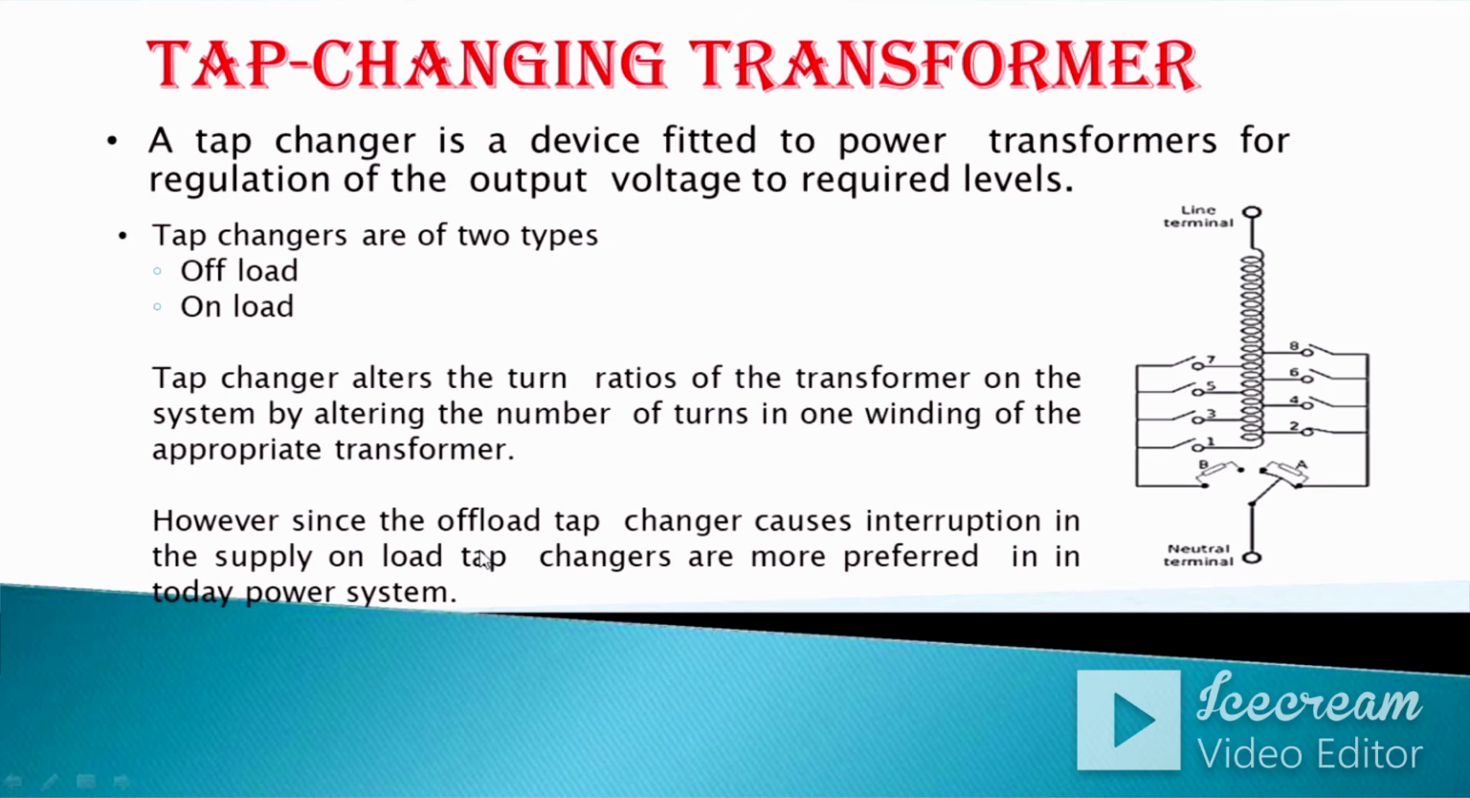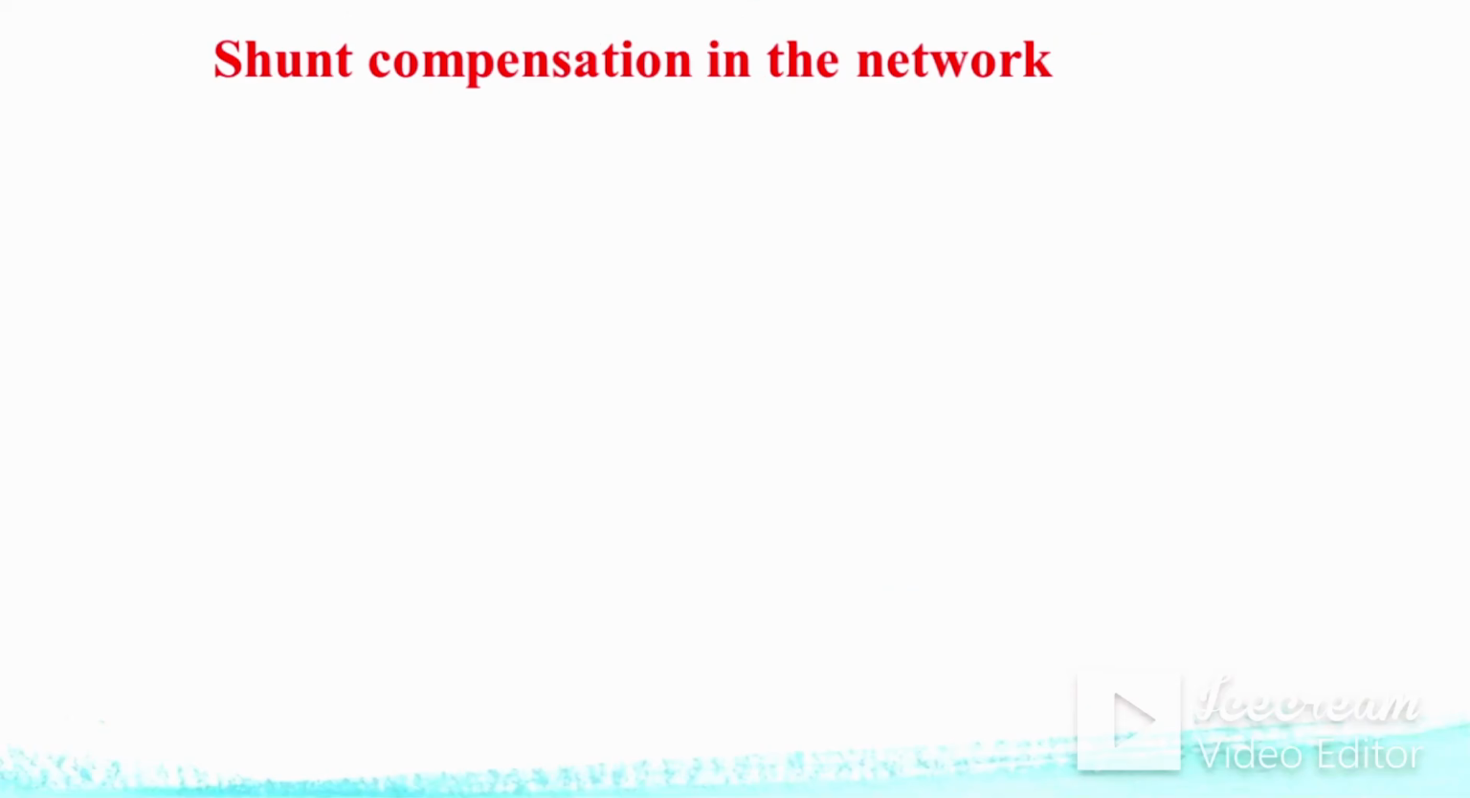Then we have to manually change the selector switch position, and due to this there is an interruption of the supply to the load side. So this is the biggest disadvantage of the off load tap changing transformer. This is also the only difference between on load and off load.